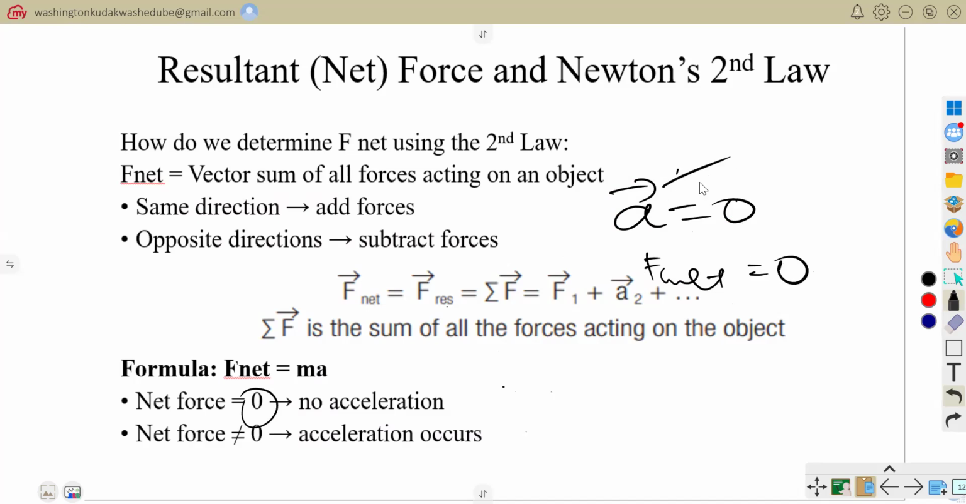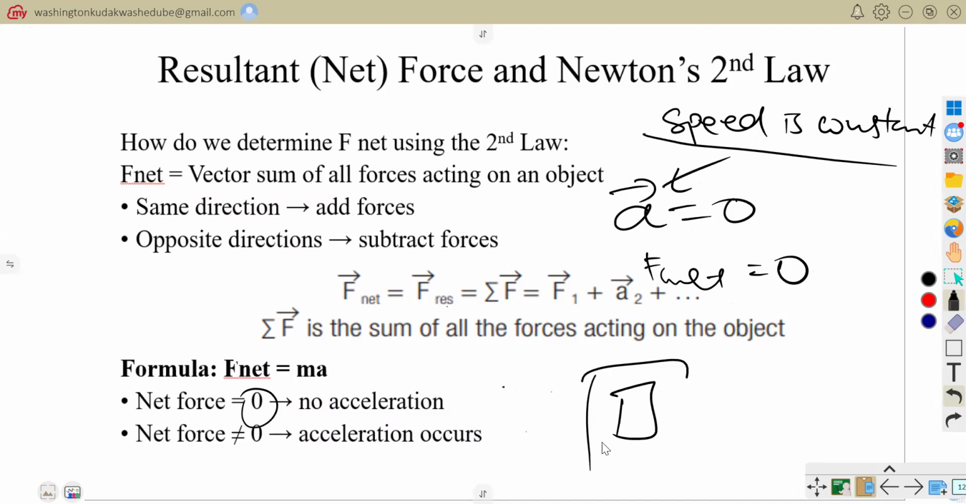How do we get our acceleration to be equal to 0? This is where our speed, or our velocity, is constant. Whenever we know that the object upon which our net force is acting is moving at a constant velocity, then it simply means that our net force is equal to 0 because the acceleration there would be 0.